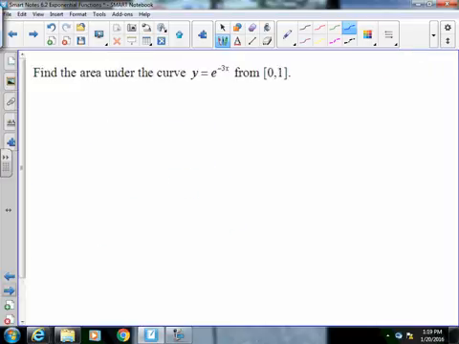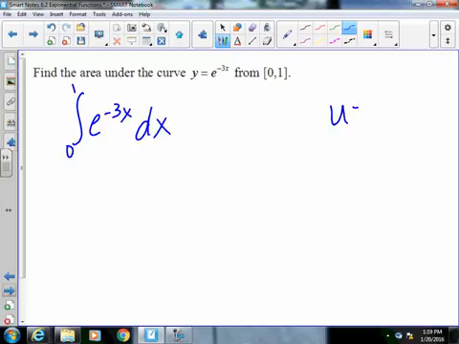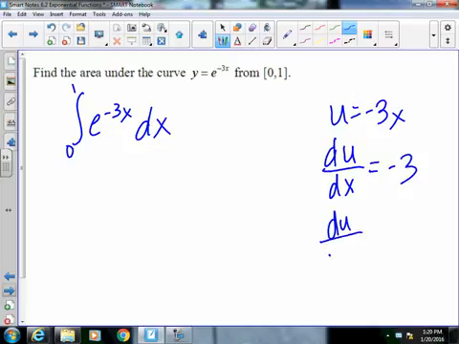Let's try one more example. It says find the area under the curve y equals e to the negative 3x from 0 to 1. We're talking about the integral from 0 to 1 of e to the negative 3x dx. I'm going to need another u. My u is going to be negative 3x. Eventually, you might be good enough at this that you don't have to use the u, but you can still figure out what's going on. The derivative is negative 3, which means du over negative 3 equals dx.